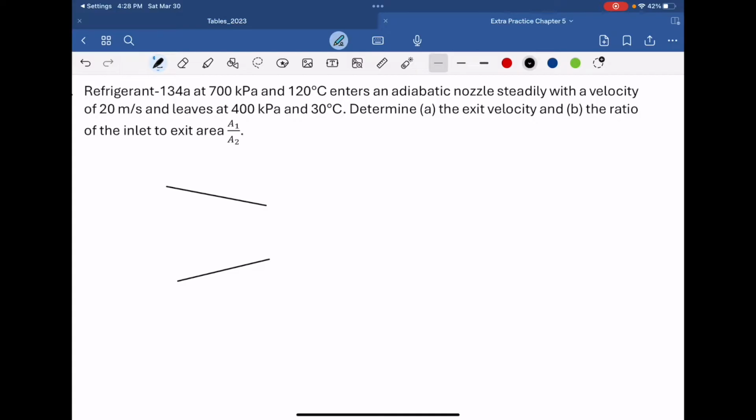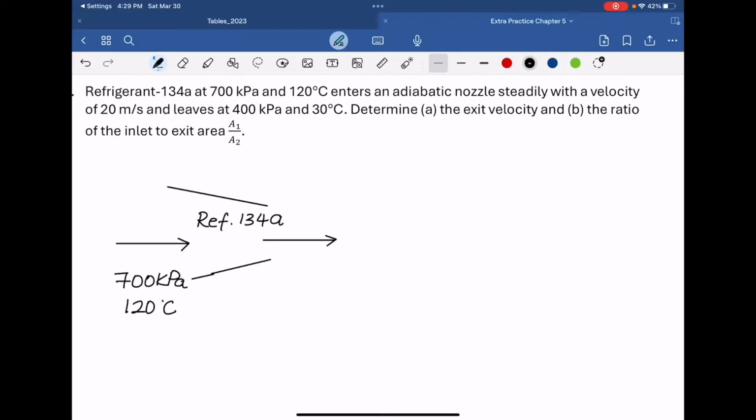Remember, the purpose of the nozzle is to increase the velocity at the exit by reducing the cross-sectional area. Now we are talking about a refrigerant. The initial conditions at the inlet are 700 kilopascal and 120 degrees Celsius. And this is an adiabatic nozzle, that means there are no heat interactions here. And actually we are also given the velocity at the inlet. Let's read it carefully.